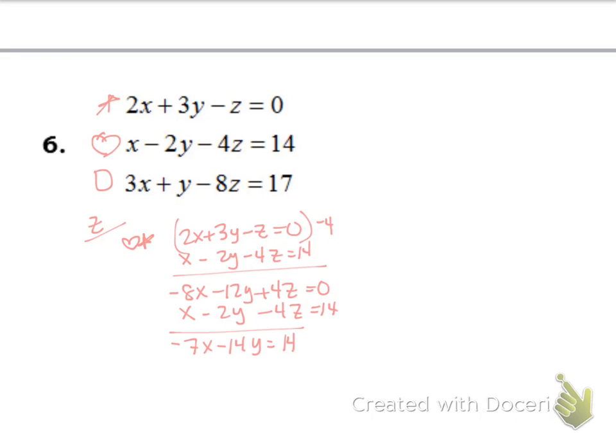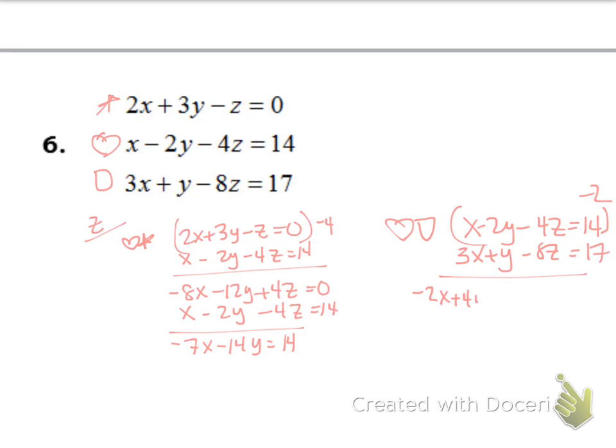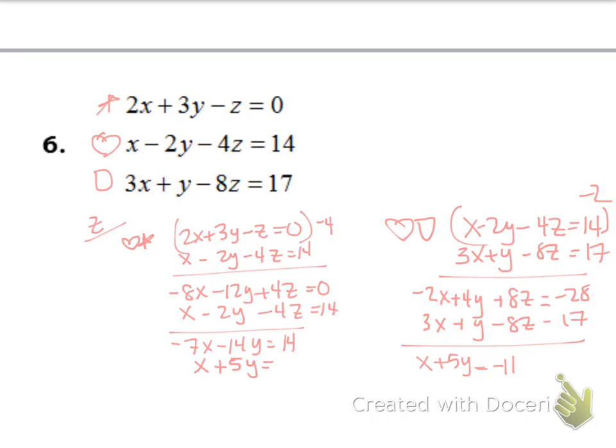Let's go ahead and do heart and square. So we're eliminating z again. So I'm going to multiply by negative 2. So I get a negative 2x plus 4y plus 8z is equal to negative 28. So x plus 5y is equal to negative 11.